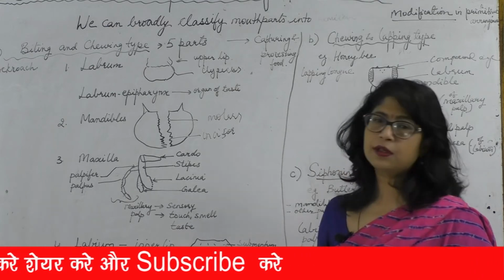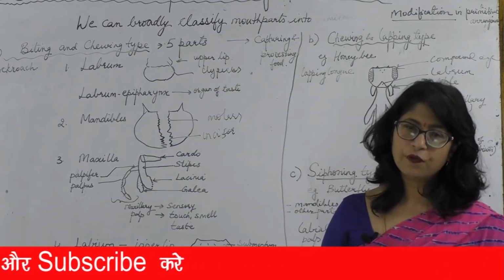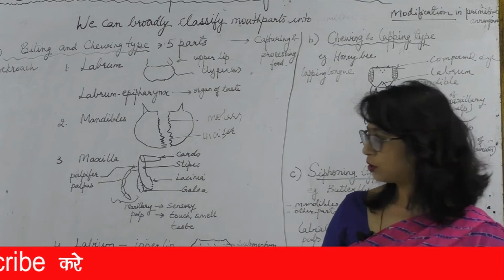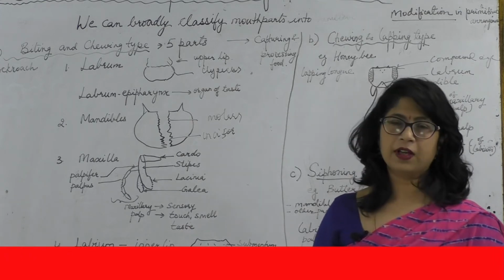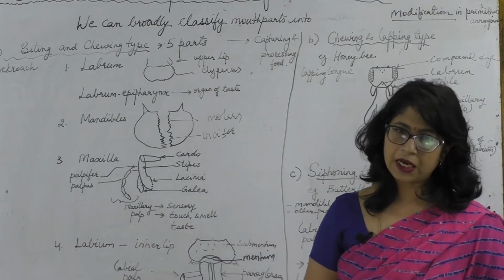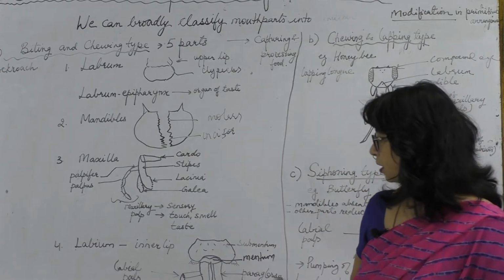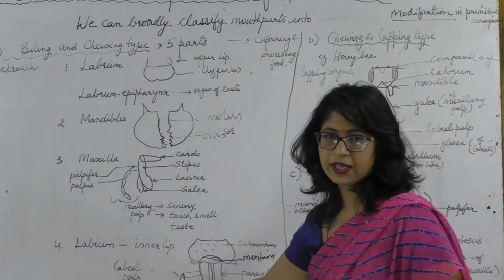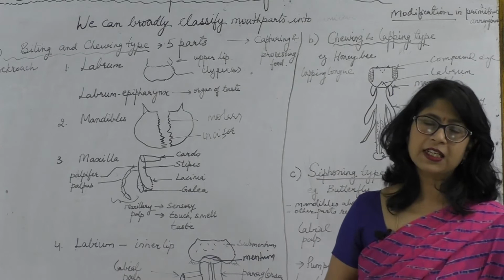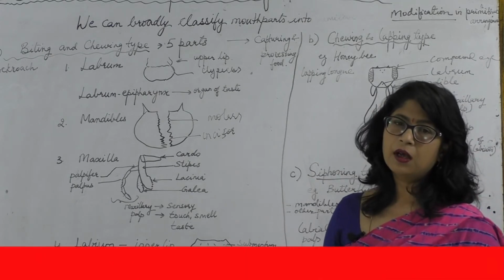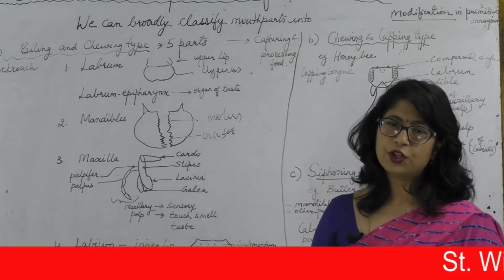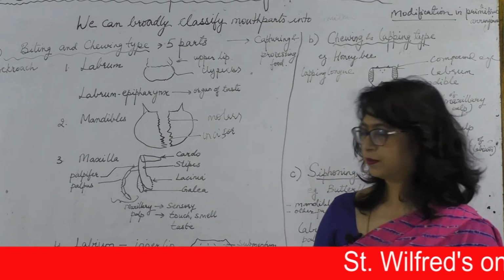The 5th and very important structure of the mouth part of cockroach is called hypopharynx or tongue. It is via hypopharynx that the salivary gland secretes the saliva, which helps in digestion of the food.